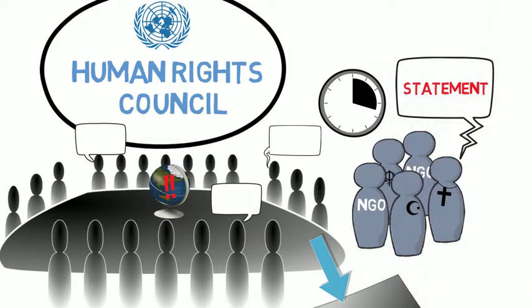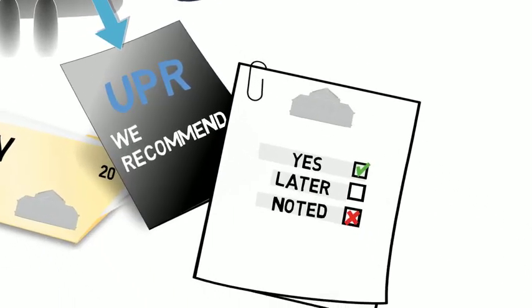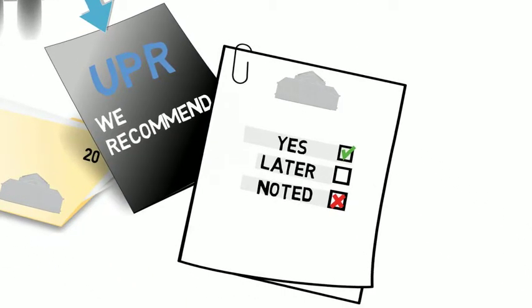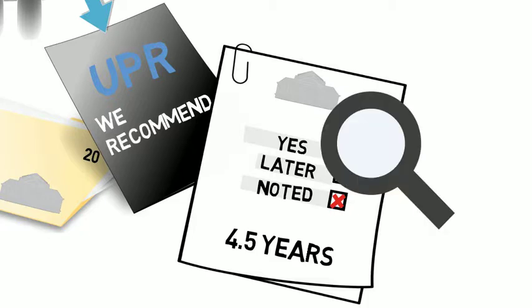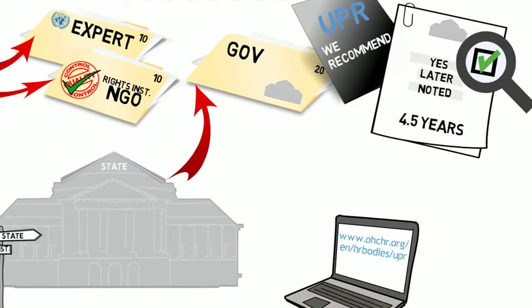The final and most important stage of the process is, of course, the 4.5 years of implementation that follows the review, during which the government is supposed to live up to its pledges. Monitoring whether it does and advocating for implementation are important tasks for civil society. All of the documents linked to the UPR, including civil society submissions, the Human Rights Council's recommendations and the government's pledges, are published on the Office of the High Commissioner's website.